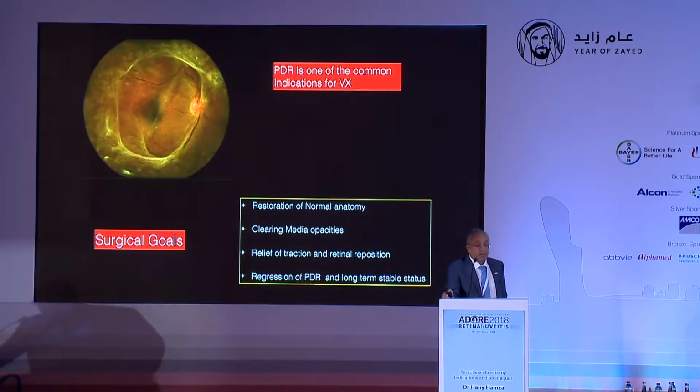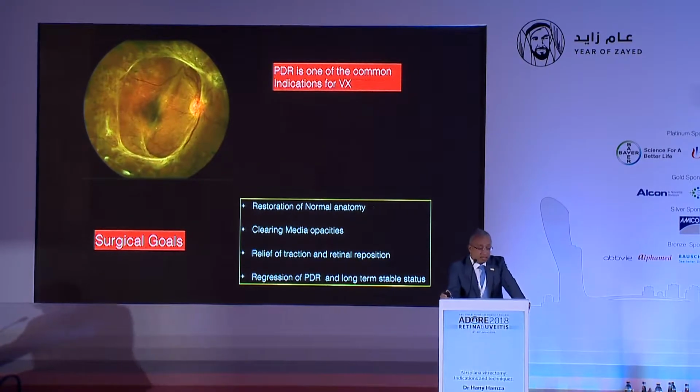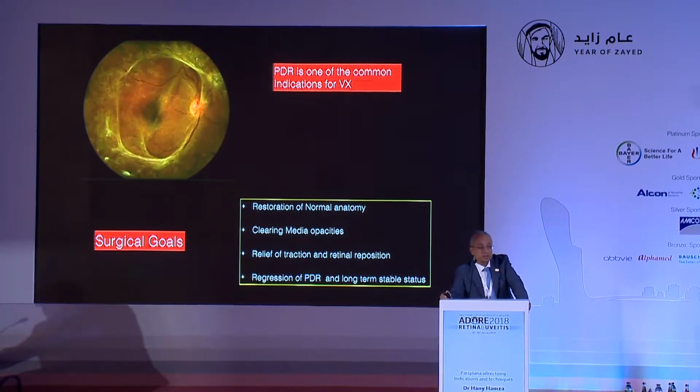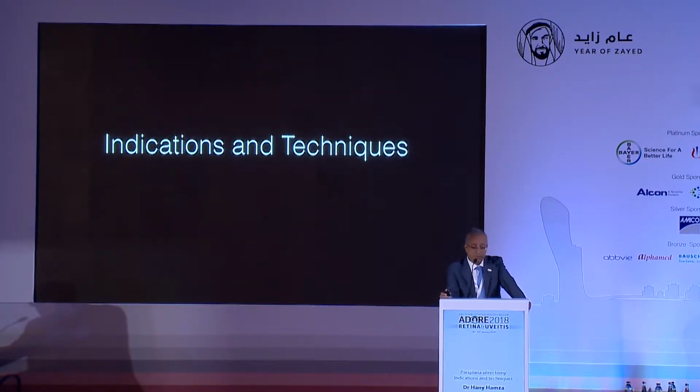So diabetic vitrectomy is the second most common indication, and actually our aim in diabetic vitrectomy is as follows: restoration of normal anatomy, clearing media opacities, relieving traction and achieving retinal reposition, and finally regression of PDR and a long-term stable status by doing a proper PRP.